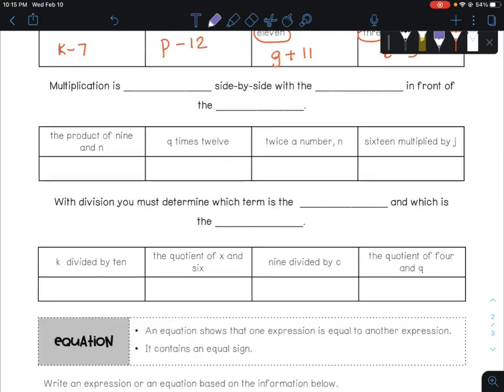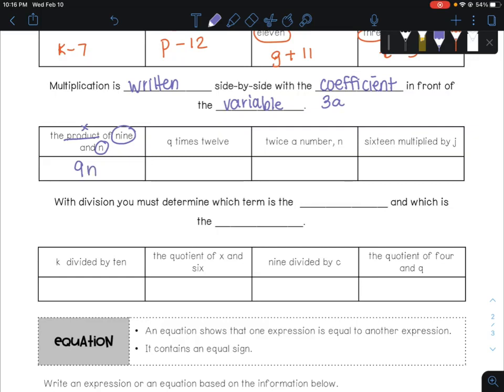As a reminder, multiplication is written side by side with the coefficient, meaning the number, in front of the variable. We've been practicing this for a while, like 3a. 3 the coefficient, a the variable. So here's a couple examples. The product of 9 and n. Product means multiply, 9 and n. So you would write 9n.